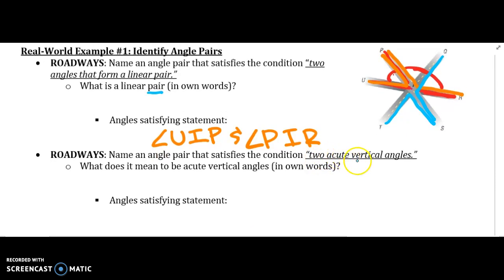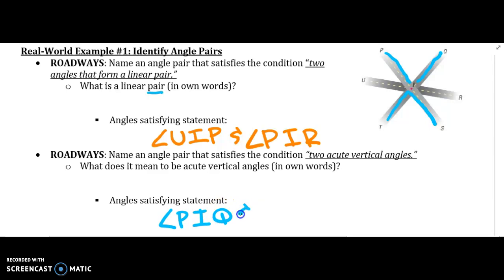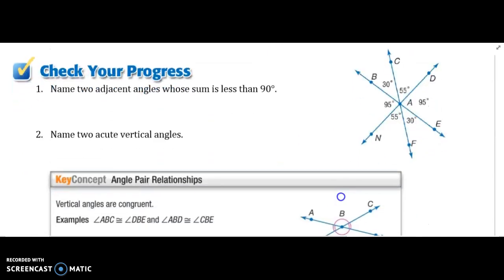As far as two acute vertical angles, remember vertical angles butt up against each other, they're across from each other. They make that V. So if I said PIQ, the vertical angle to that would be TIS. You could also do UIT and QIR. You could also do UIP and RIS. So any of those that are across from each other. Okay, I would like for you to pause the video, answer these questions, and then start it back and check your work.